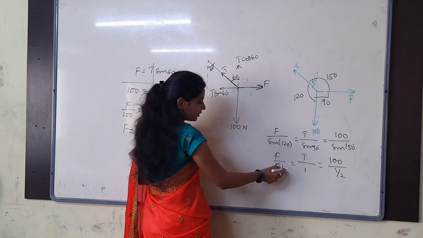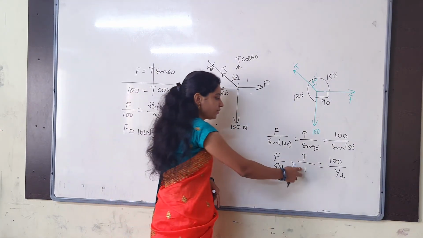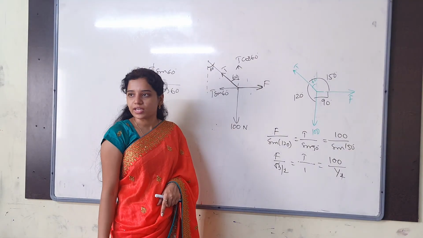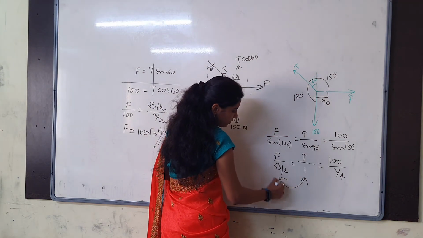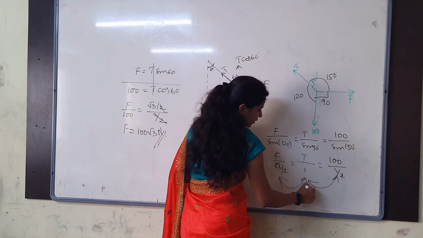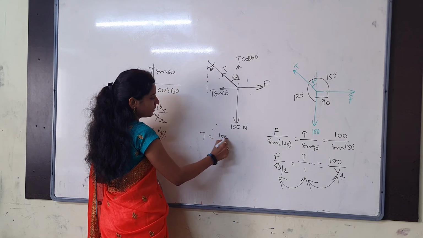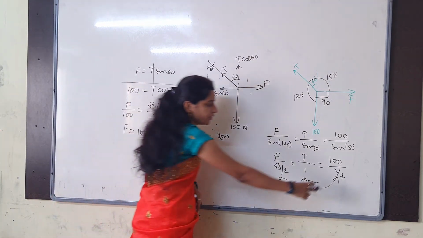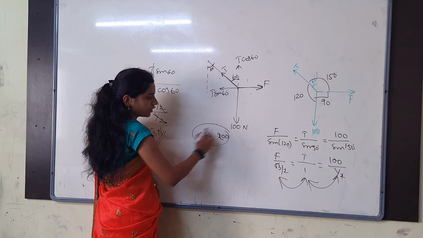Most of the people cancel these two values. You cannot do that. Why? Because there is one more unknown in the equation: T is also there. You cannot cancel like that. So take them separately. Equate these two first, and then again these two, and then you will get the answer. T equals 100 by 1 by 2, which is 200. These two I am doing: 100 by 1 by 2 is 200. So T equals 200, I got.